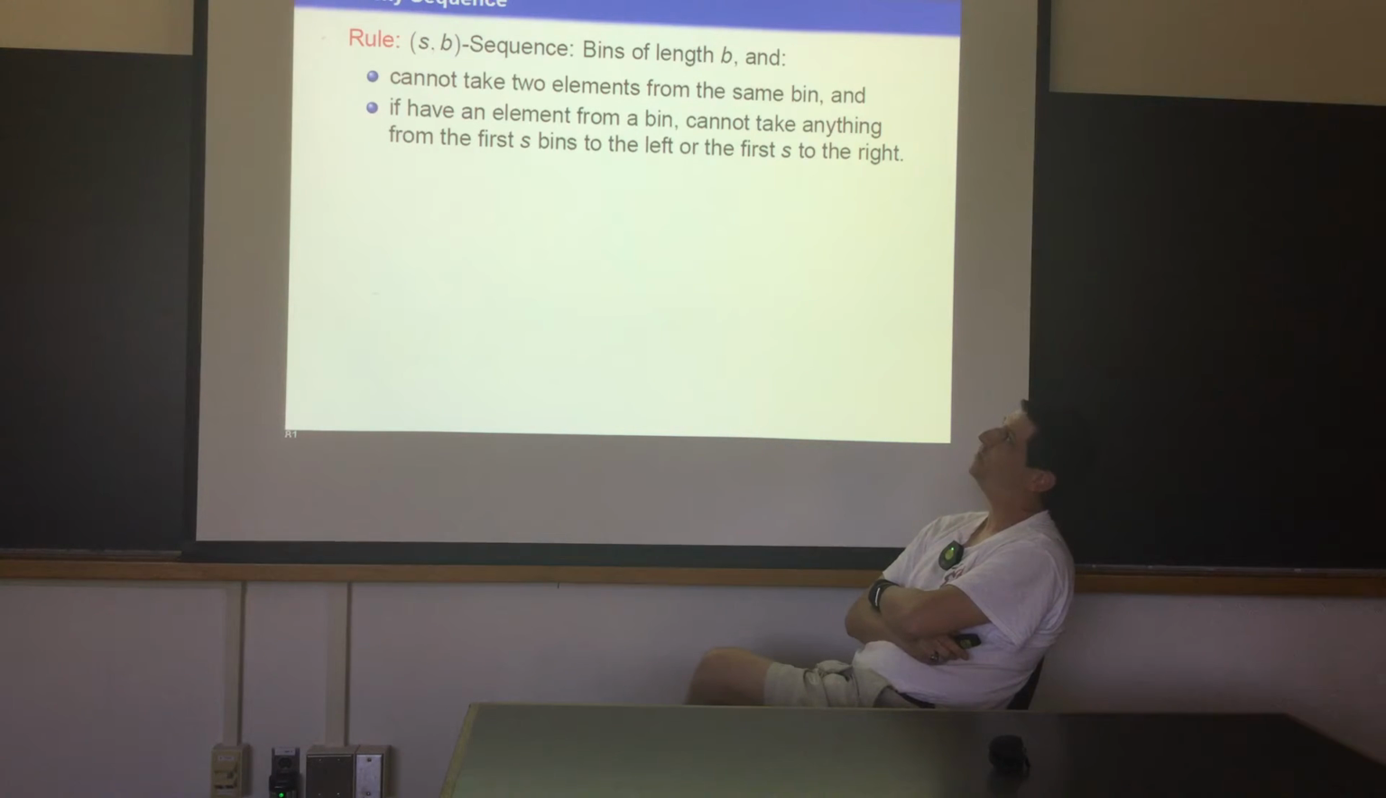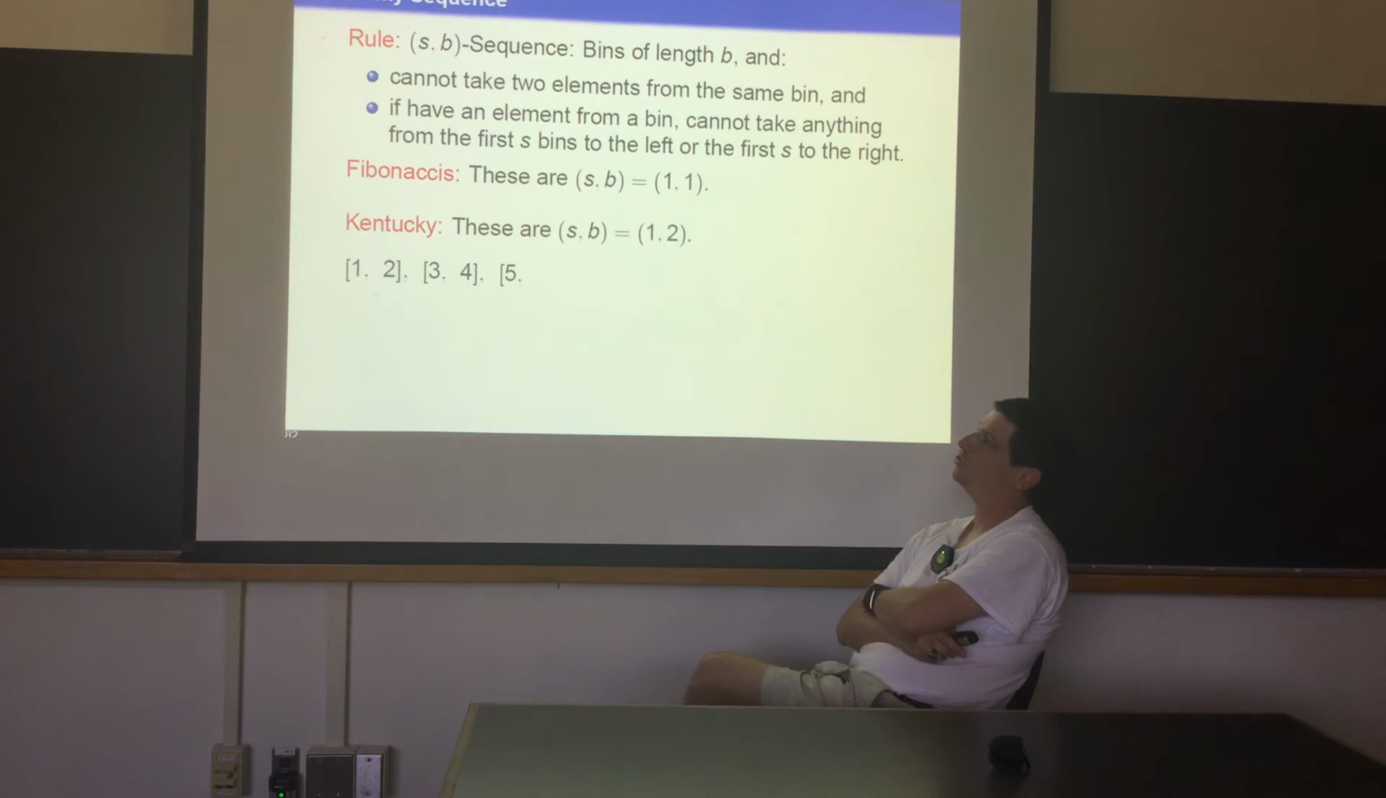And if you have elements from a bin, you cannot take anything from the first S bins to the left or the right. And if you think about it, the Fibonacci numbers are just the case where the bins have length 1 and S equals 1. You can't take anything from an adjacent bin. So here, the Kentucky sequence is S,B equals 1,2. So the first bin I have 1, 2. For the next bin, I have 3, 4. If I take anything in here, I can't use the bin here, so I have to add the number 5.